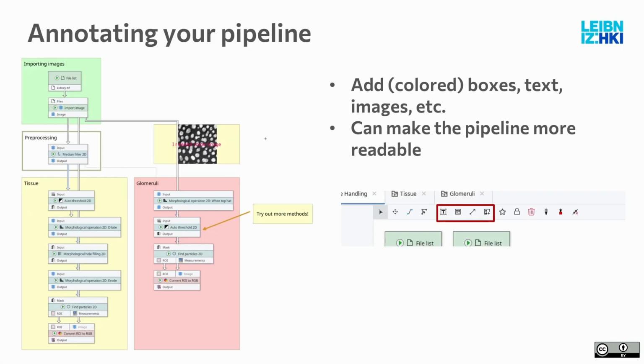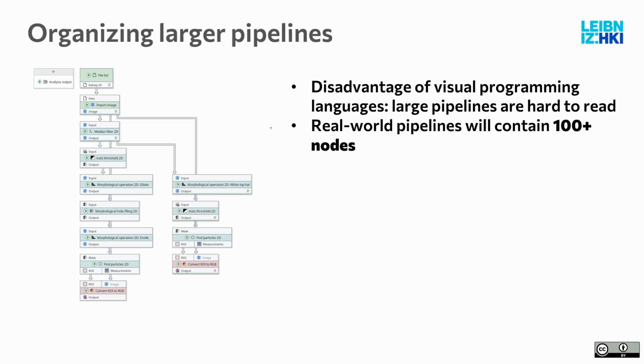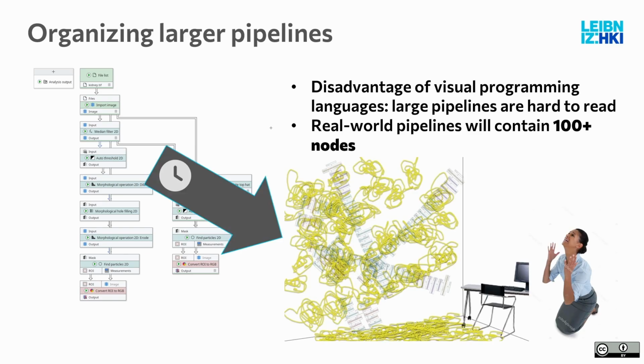Now we get into the interesting part, because this is talking about compartments. So what are graph compartments? Graph compartments are a way for organizing larger pipelines. This is one of the big disadvantages of visual programming. These pipelines can grow to impressive sizes. Real-world pipelines usually have at least 100 nodes. And you can imagine that over time, this small pipeline will look like that at some point. They look like you threw noodles at the wall and then you can't see anything anymore.